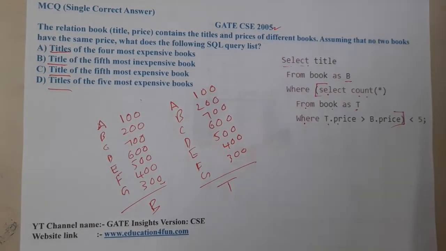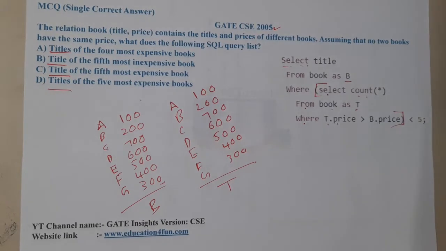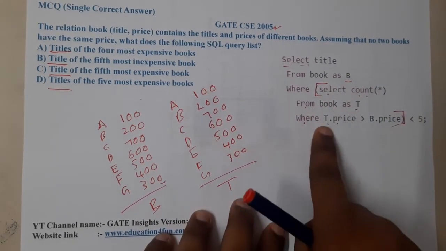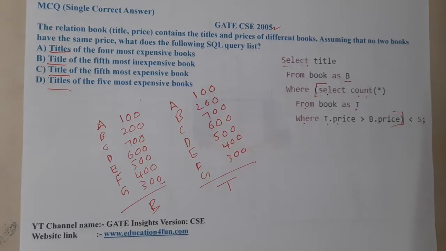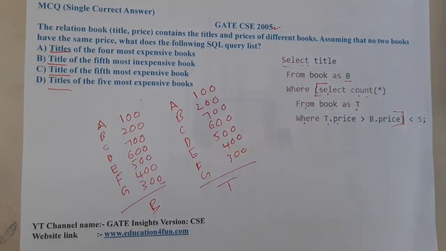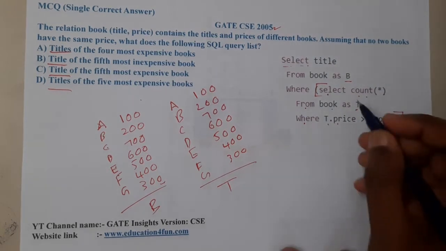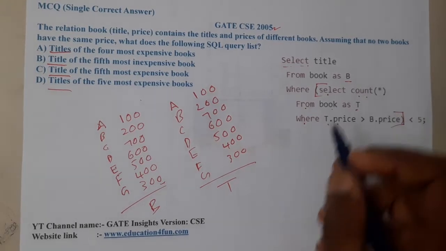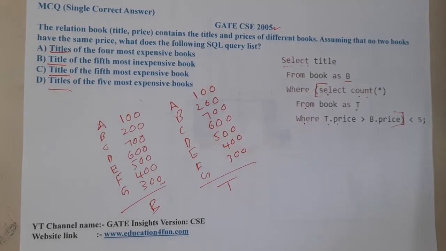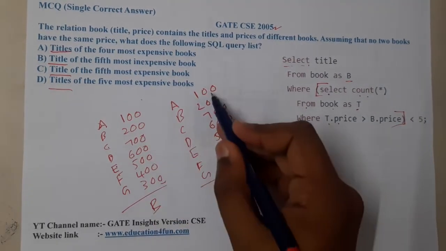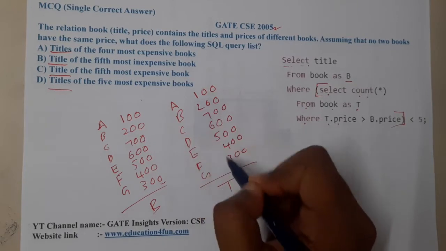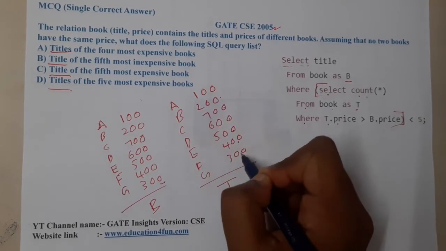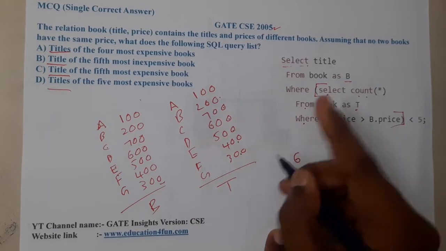Now we are doing select count star from books as T where T dot price is greater than B dot price. Indirectly, we are counting how many times the price is greater, right? So 100 is not greater than 100, but it is greater than everyone else: 1, 2, 3, 4, 5, 6. So 6 is one result.